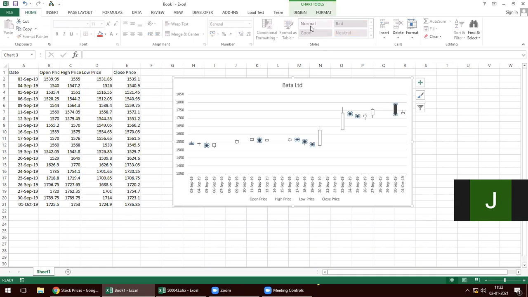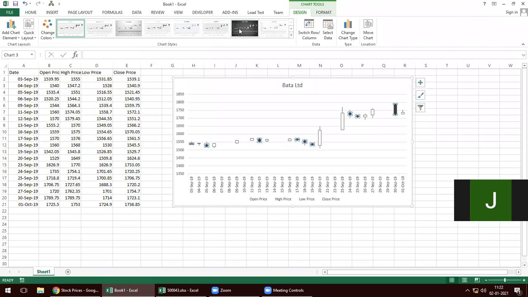And you can format with some designs, everything.